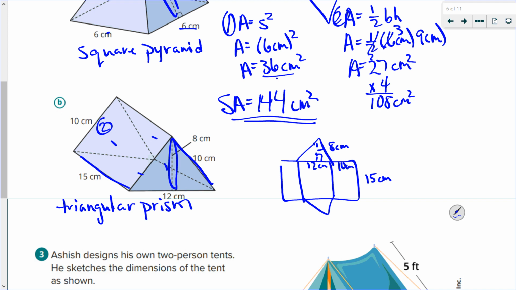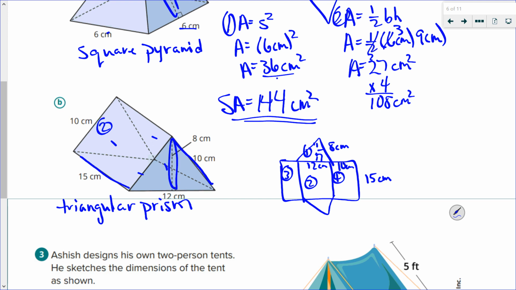So on this one, I'm going to end up with 4 shapes that I need to find. I have my triangle, the base pyramid, and then the rectangles on the ends. It doesn't really matter which order you do it in, but you need to make sure you account for all of them.